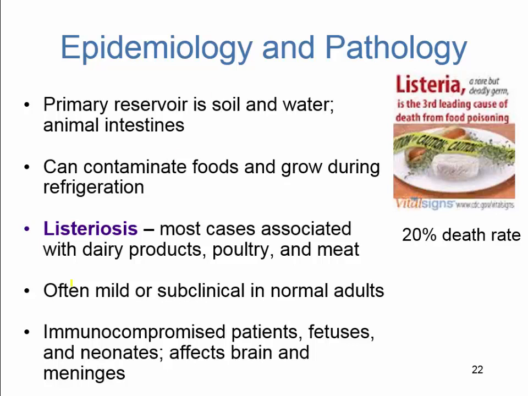And so for most people, it's not a big deal. You have mild subclinical symptoms as long as you have a healthy immune system. However, if you are immunocompromised or a baby, then it can actually go into meningitis, so it affects the brain and the meninges.